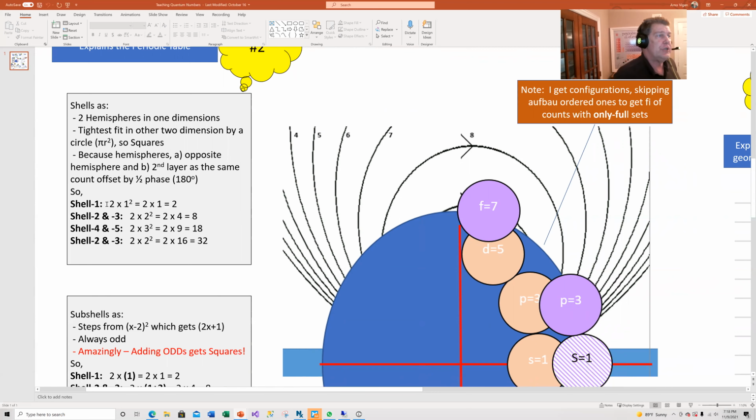And here's some of the amazing math that does that. If you have a shell, the first one has 2 hemispheres times 1 squared. So that's 2 electrons in it, subshell S. But for the second one, shell 2 can have 2 squared, which is 4, times 2 hemispheres equals 8. 2 times 3 squared equals 2 times 9 equals 18. And 2 times 4 squared is 2 times 16 equals 32. So that's actually not that difficult a math. We're not doing rocket science here. It's basically squares, okay?